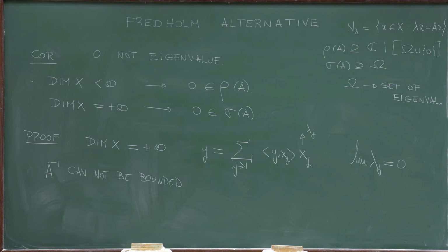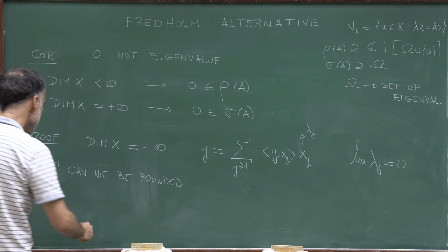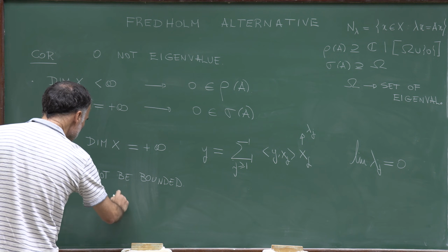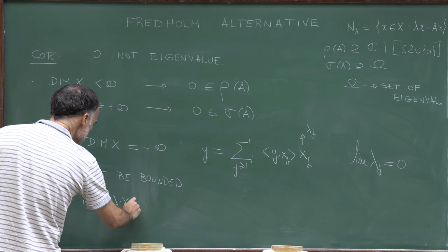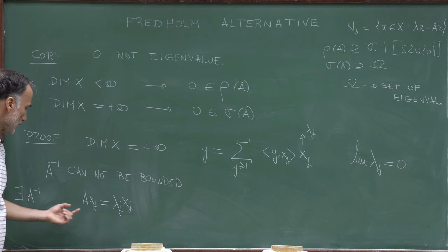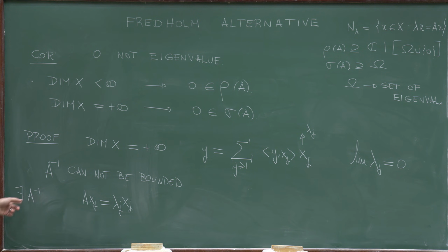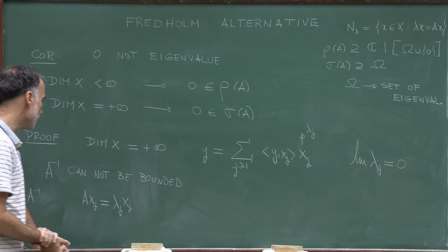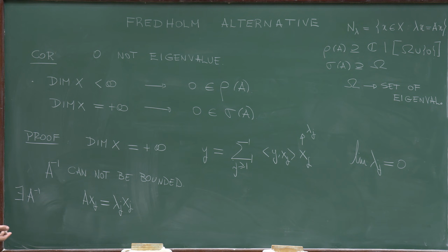And it cannot be bounded for the following reason, because A xj is equal to lambda j xj. So assume that there exists A minus 1. I'm assuming that A minus 1 exists. If A minus 1 does not exist, this means that 0 belongs to the spectrum because it doesn't belong to the resolvent. So now let's assume that A minus 1 exists.